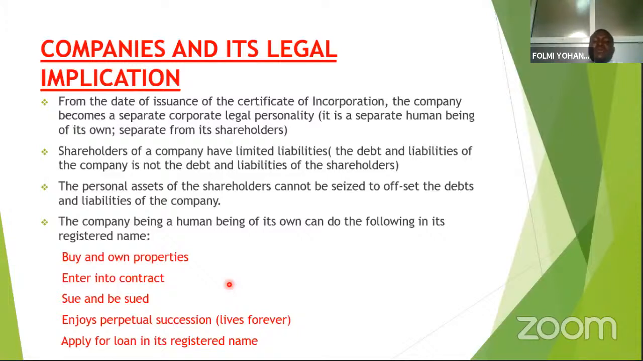So once shareholders of a company have limited liabilities, the debt and liabilities of the company are not the debt and liabilities of the shareholders. So let's say Johnson and Johnson Limited incurs a debt, they borrowed, and in the end they failed to pay that money. The company going to court, getting judgment, they cannot sue Mr. Johnson in his name. They can only join Mr. Johnson as a party in the case, but the main party, the necessary party in that case will be Johnson and Johnson Limited, because that's the party they entered into the contract with.